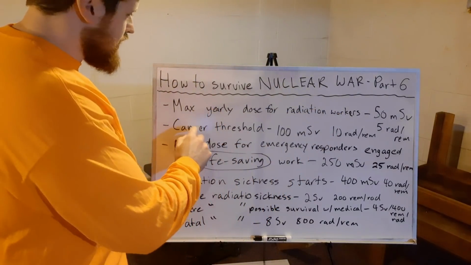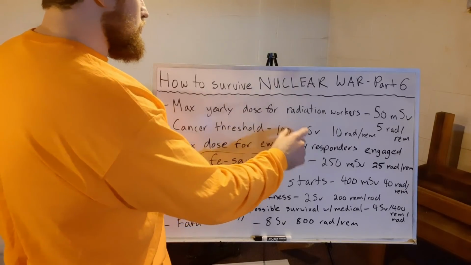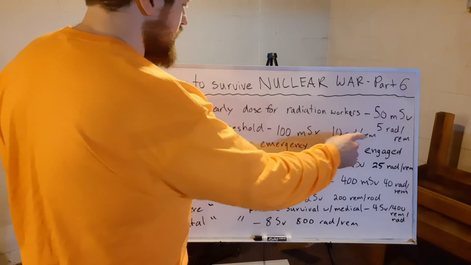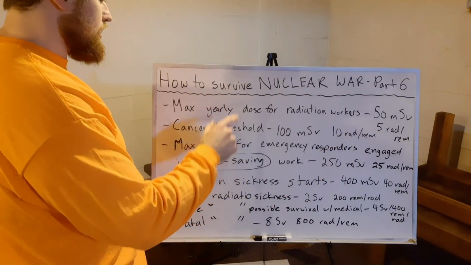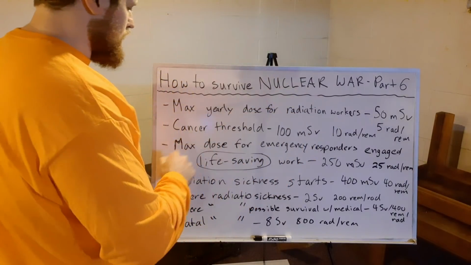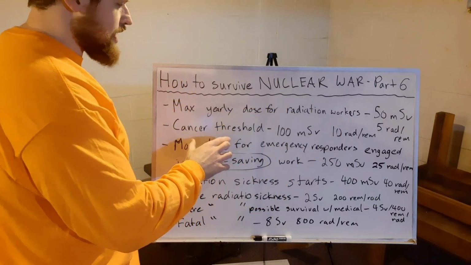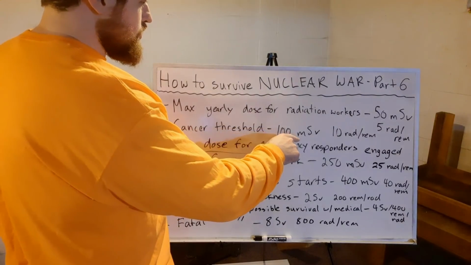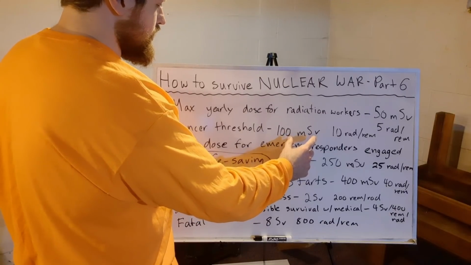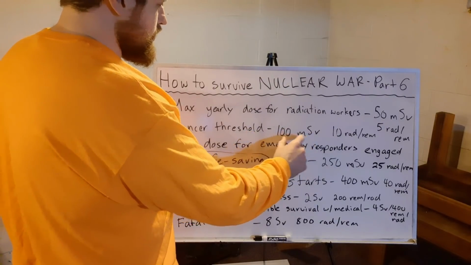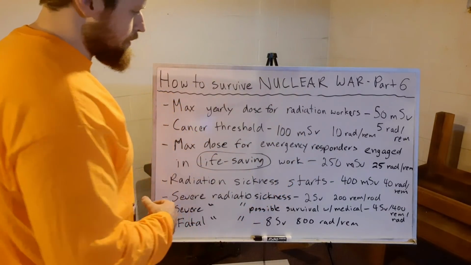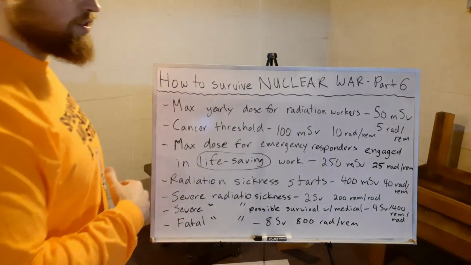Okay, the cancer threshold is considered to be 100 millisieverts or 10 rads or 10 rems. So the cancer threshold is double the maximum yearly dose for radiation workers. The cancer threshold just means that once you get to 100 millisieverts of absorbed dose, your body absorbs this much radiation, your chances of cancer begin.